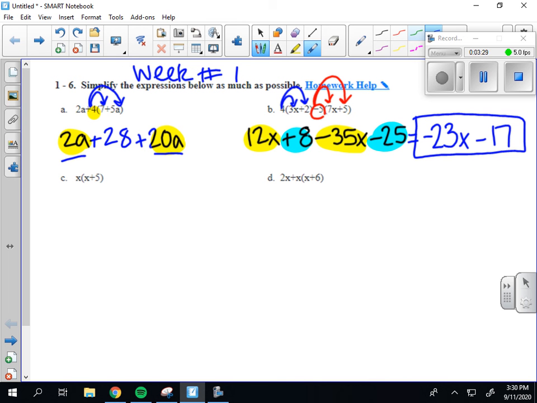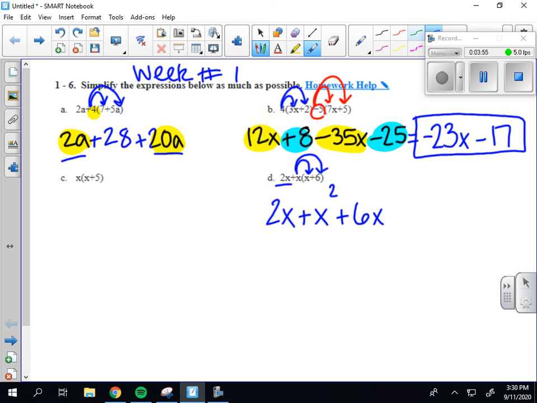I'm going to choose one of the next two to do. I think I'm going to do letter D. Letter D also has parentheses. The 2x is not involved, so I'm going to drop that down and deal with it later. The x is touching the parentheses, so I'm going to multiply it by each part. X times x is x squared. Okay? X times 6 is 6x.